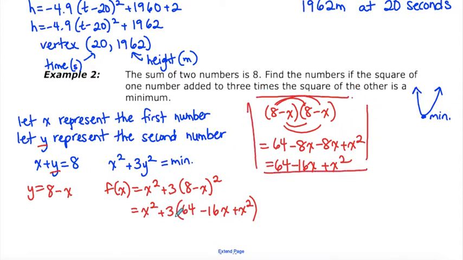Okay. So now I'm going to take this bracket, this trinomial that I have in the bracket, and multiply every term by 3. So I'm going to have x squared. 3 times 64 is 192, so plus 192. 3 times negative 16 is negative 48, so negative 48x, and 3 times x squared is plus 3x squared.